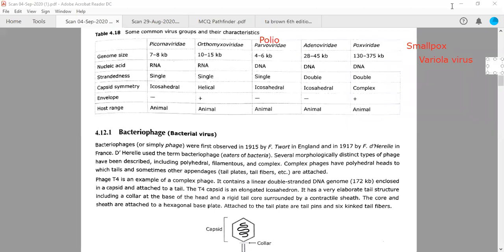So now we need to discuss a few basic points about viruses. Okay, I need to remove this. How is this?